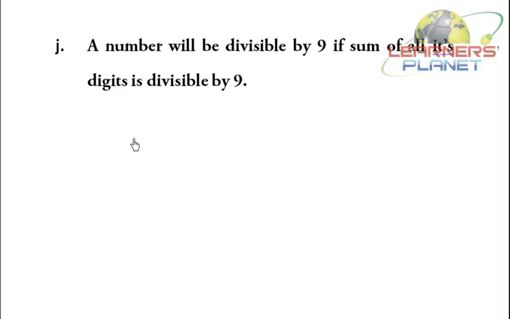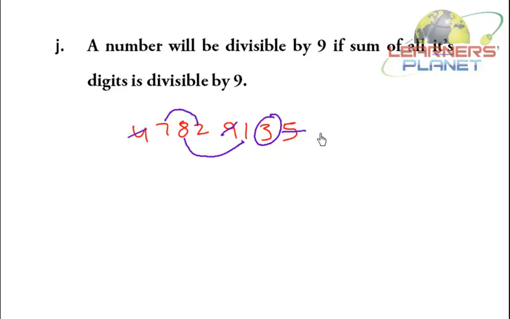I take a random number, 4 7 8 2 9 1 3 5. Let's make the combination of 9. So here, 4 plus 5 is 9, and 9 is divisible by 9. This 9 is also divisible by 9. Then this 7 plus 2 is divisible by 9. Then 8 plus 1 is also divisible by 9. So we are left with 3 only, which is not divisible by 9. Hence the complete number is not divisible by 9.